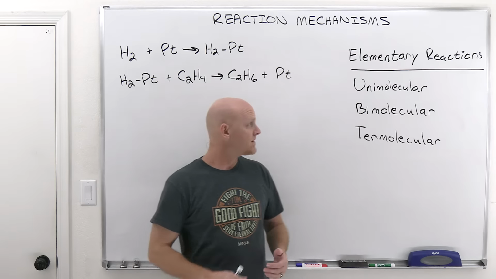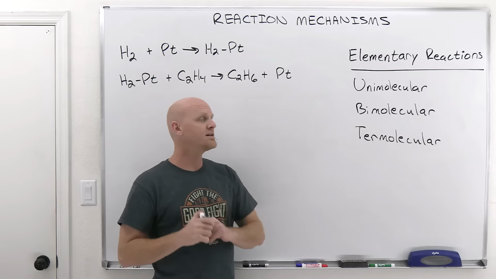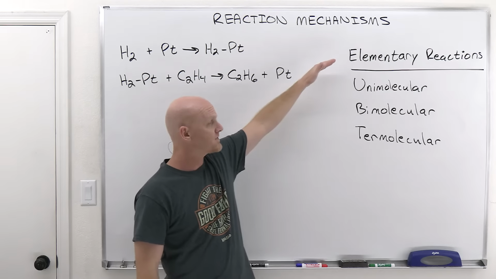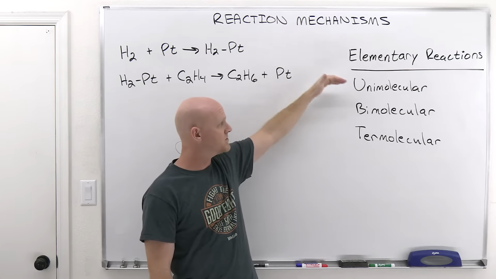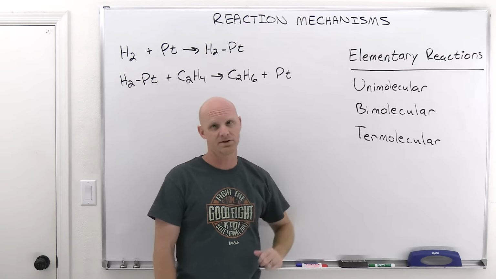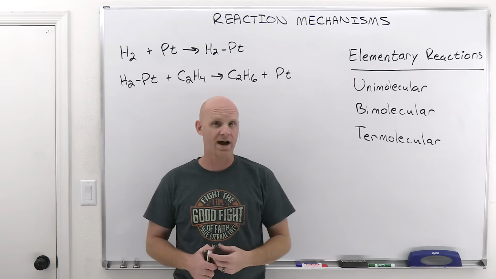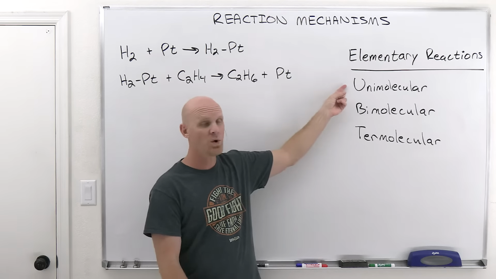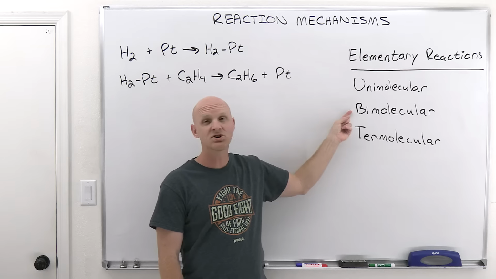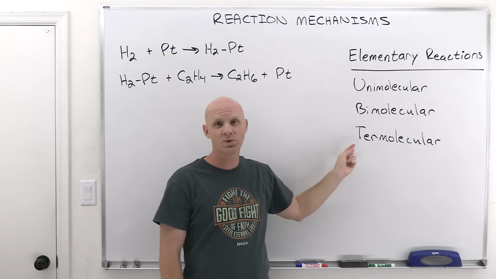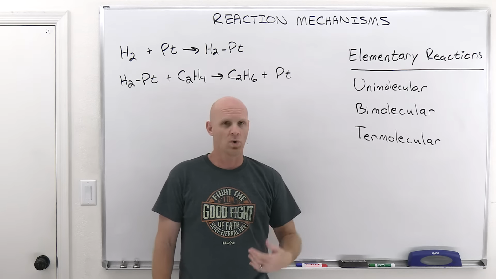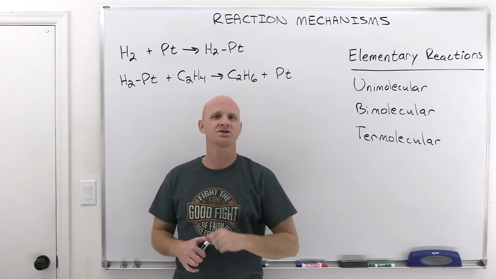So let's talk about these elementary reactions. We'll come back to that concept of slow step in a minute. But these elementary reactions come in three classes: unimolecular, bimolecular, termolecular. And that just comes from how many reactant molecules you have in that step. If you only have one, it's unimolecular. If you only have two, it's bimolecular. And if you have three, it is termolecular. Well, what if there's four, Chad? Great question, and I'm glad you asked that.